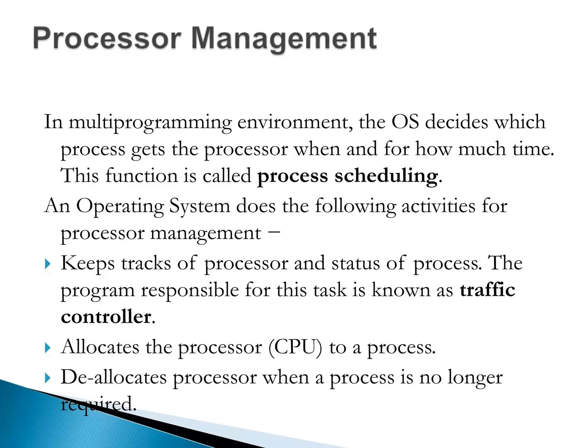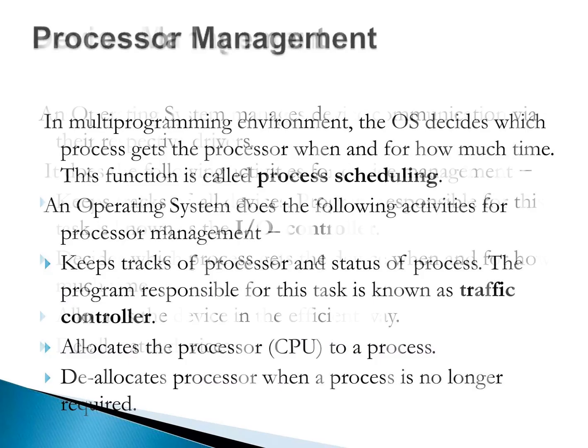Process synchronization ensures that processes don't interfere when accessing shared resources. For example, if two programs try to write to the same file simultaneously, the OS ensures proper synchronization to avoid data corruption. Process termination: the OS ends processes when they complete or encounter an error. For example, when you close a browser window, the OS terminates the browser process and frees its resources. Effective process management ensures system stability and multitasking.